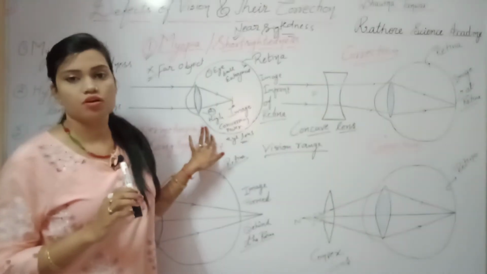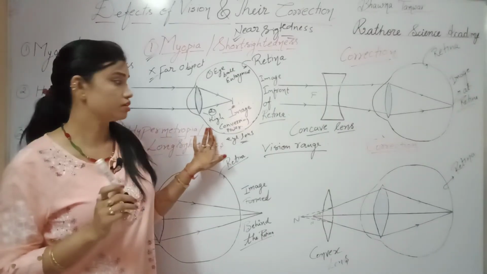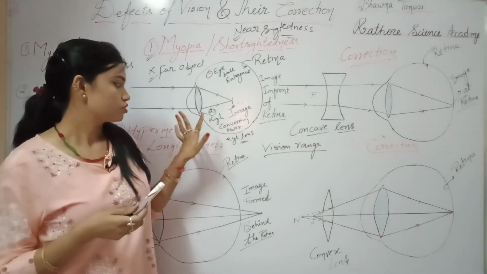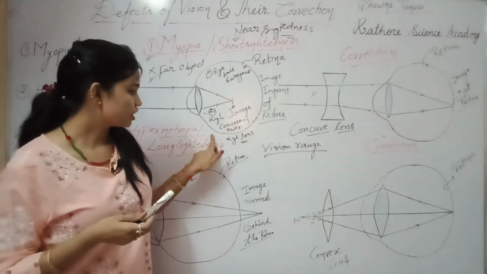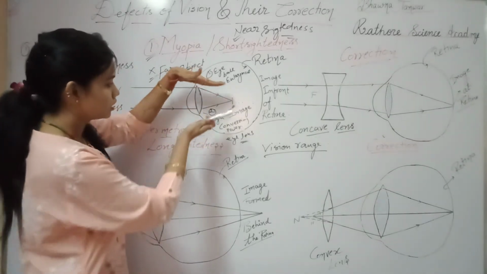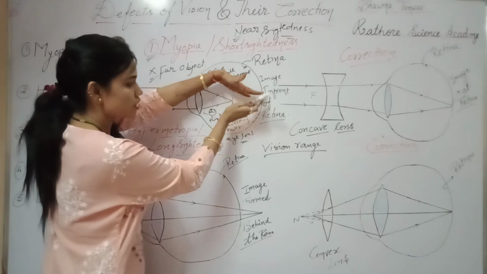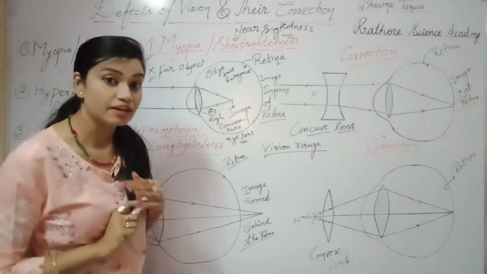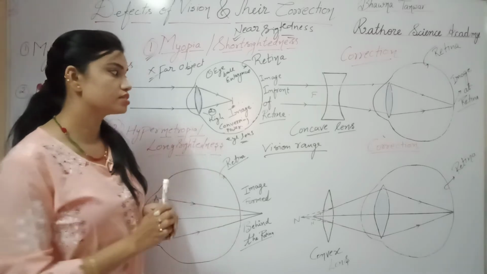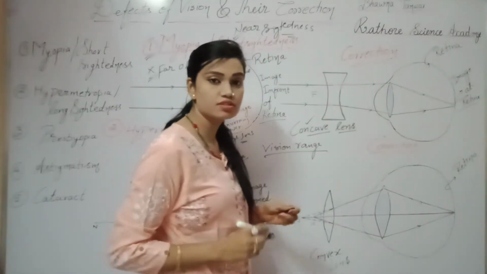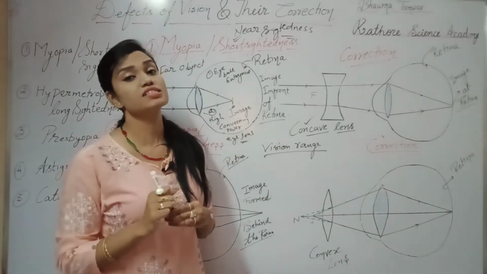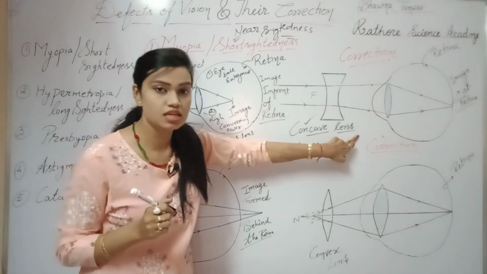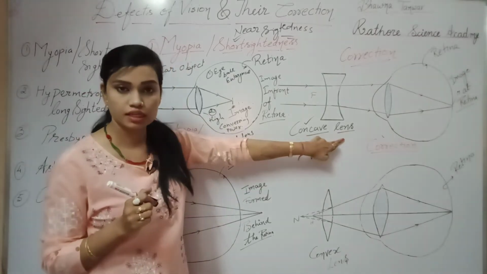So if there is a cause, we have to cure that. For that, we require something that will make these rays diverge and meet on the retina. So we use a diverging lens, and what is a diverging lens? A concave lens. For the person who suffers from myopia, we use a concave lens for correction.